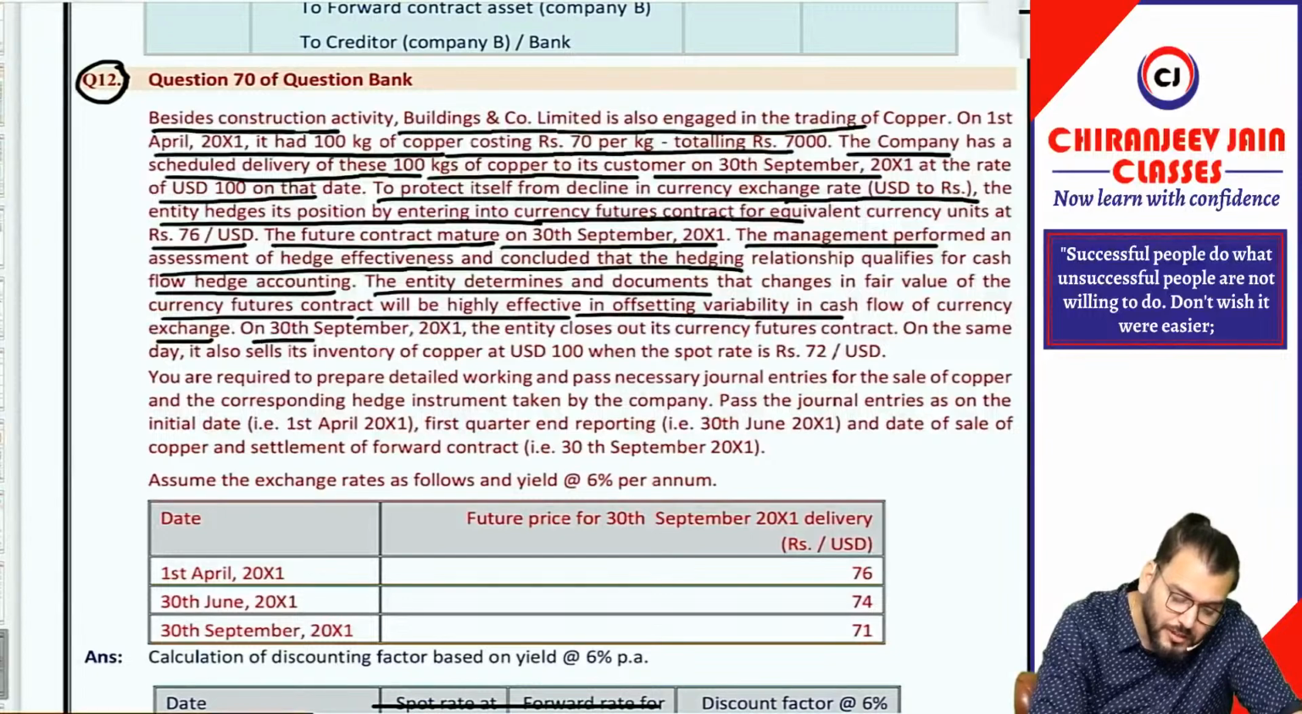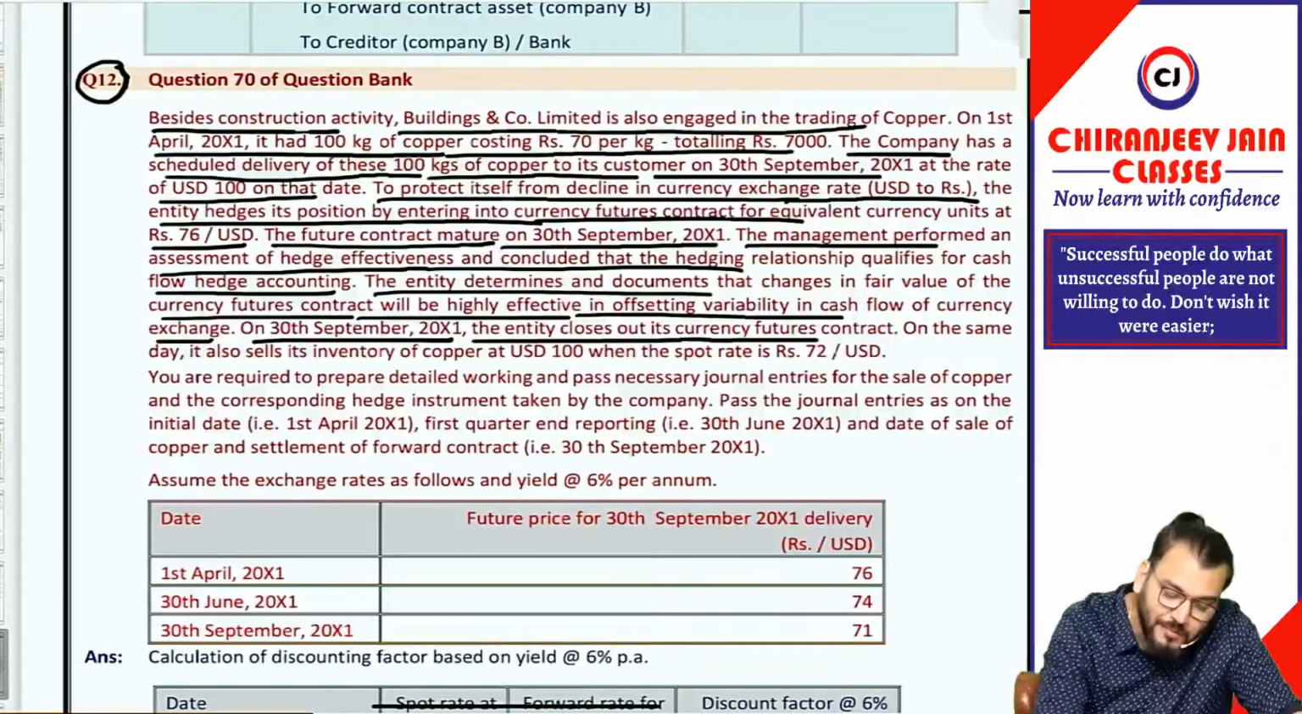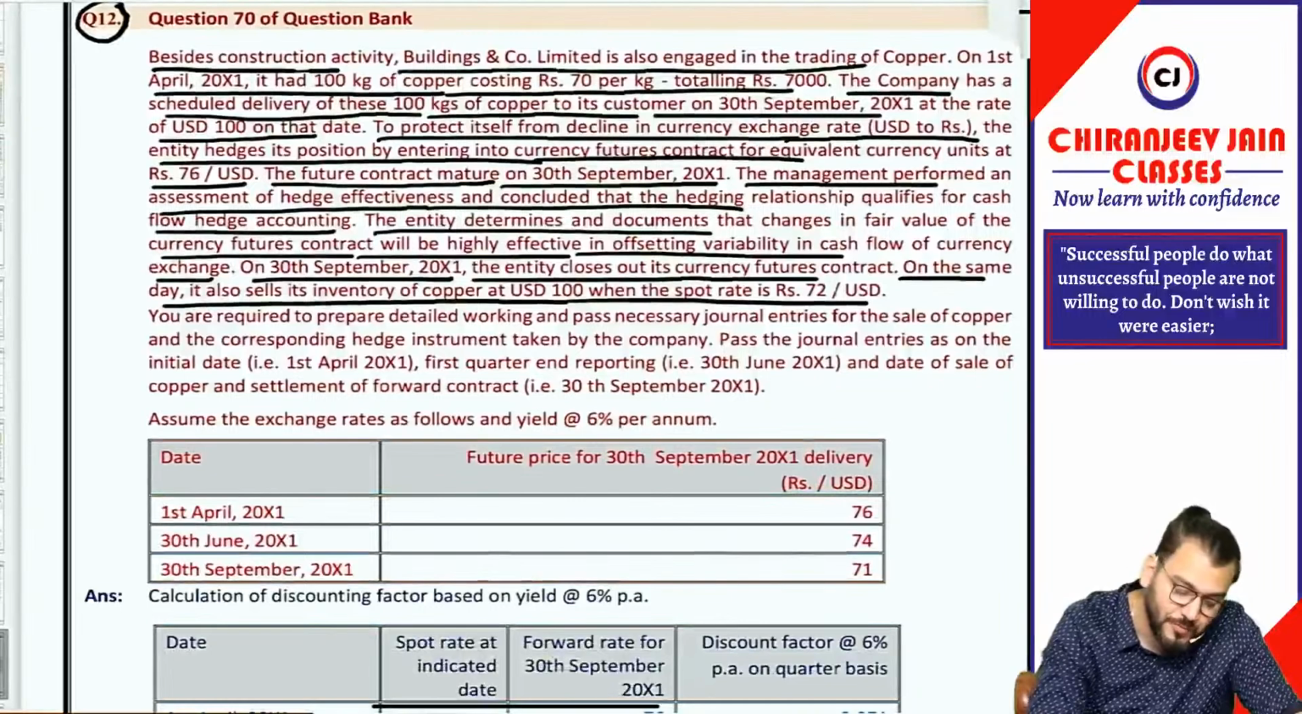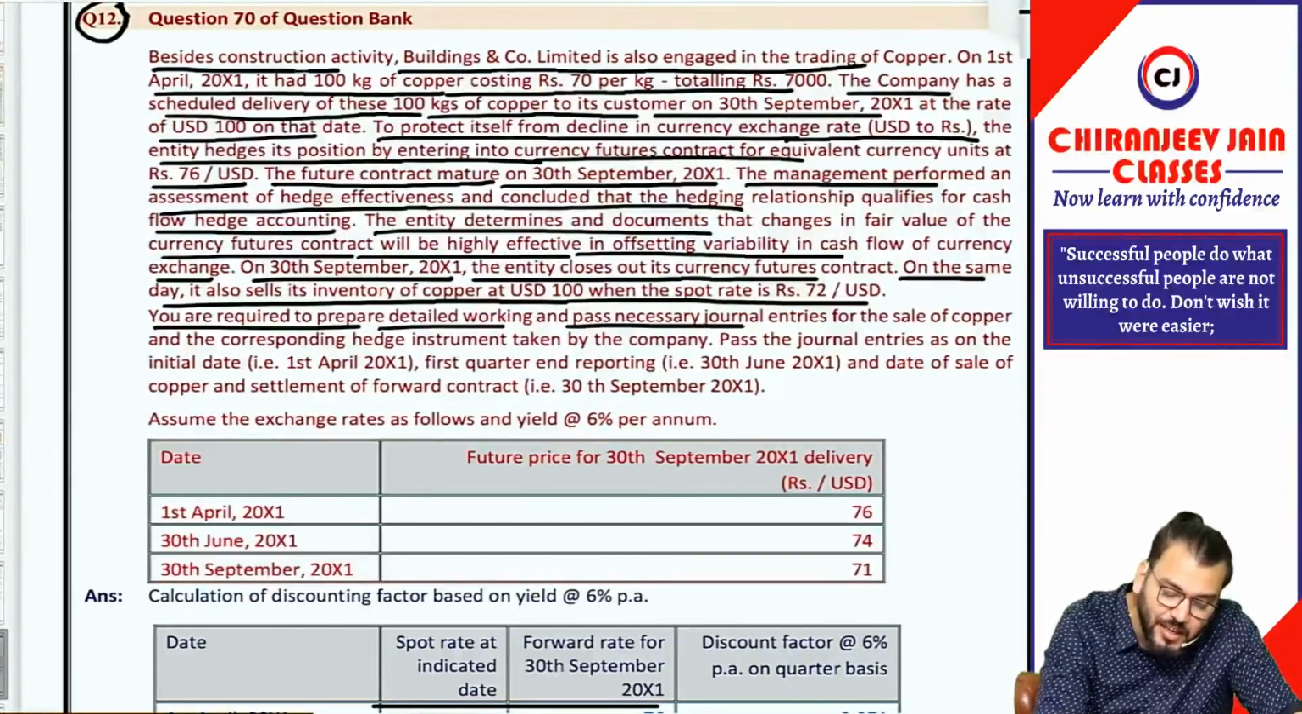Correct. On 30th September 2001, the entity closes out the currency future contract. On the same day, it also sells the inventory of copper at US dollar 100 when the spot rate on that date is 72 per US dollar. You are required to prepare detailed working and pass necessary journal entries for the sale of copper and the corresponding hedge instrument taken by the company.